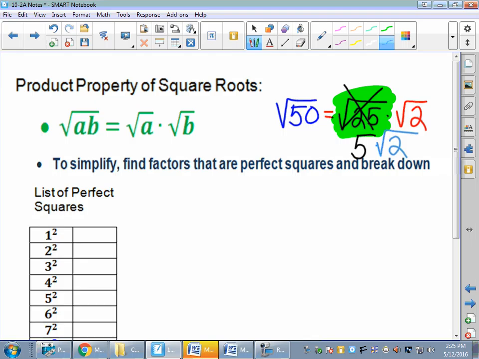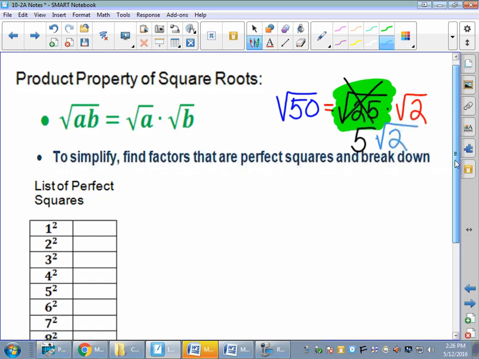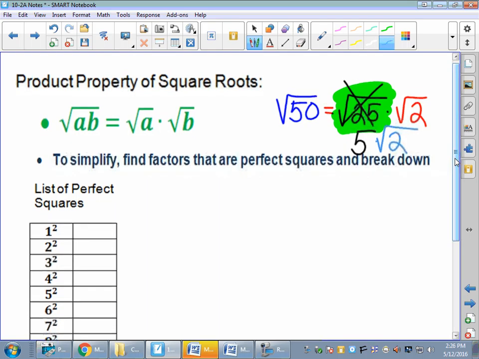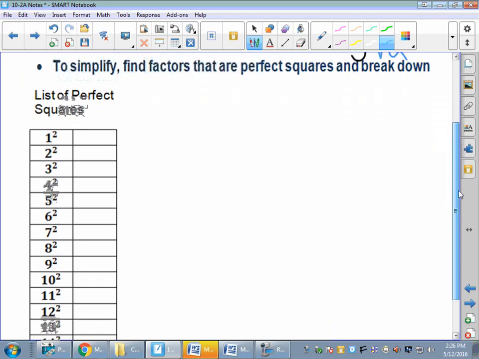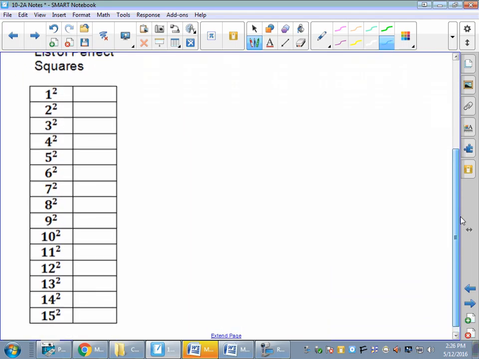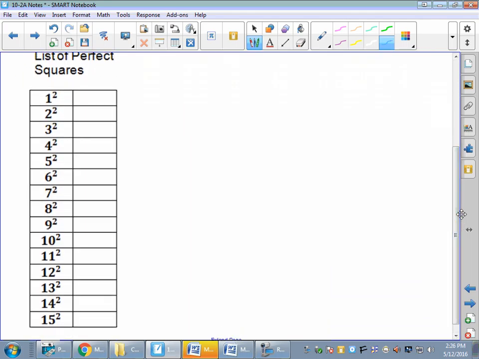So that's what I'm talking about when I say we're going to find factors that are perfect squares and break it down. So your work will look exactly like that one that I put today. By the way, I'm expecting you to show the work in the same way as well. So I put a little list of perfect squares on your note sheet.